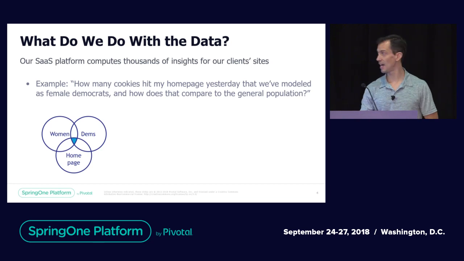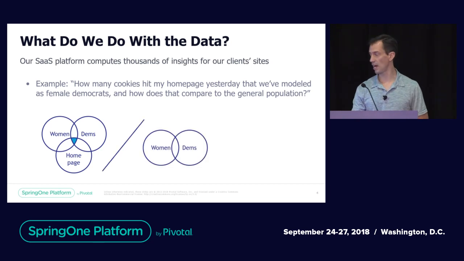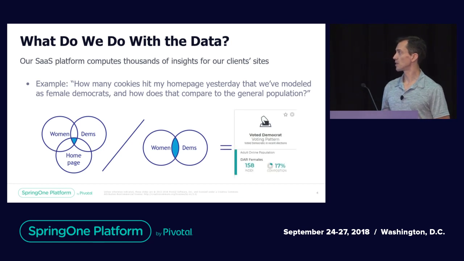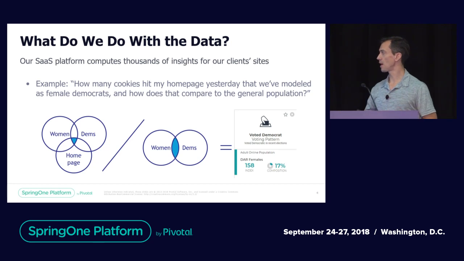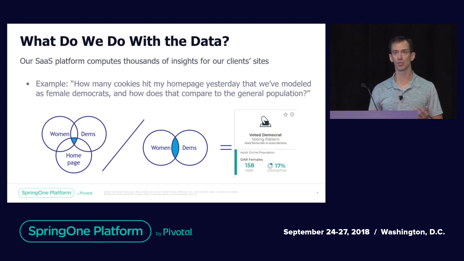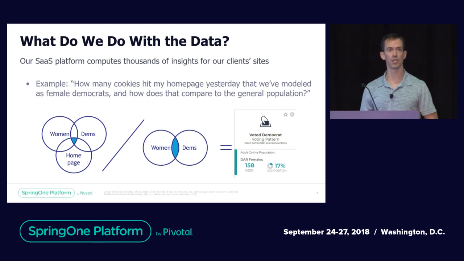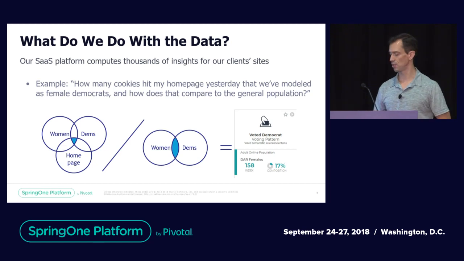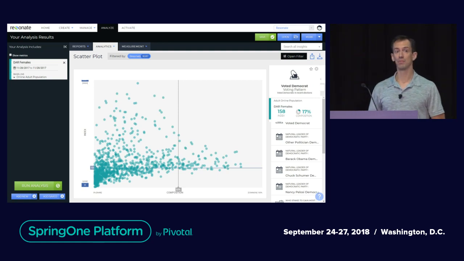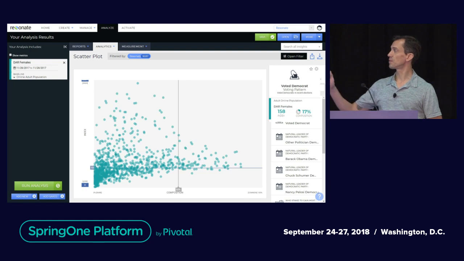So we're dividing that by the number of users that we've modeled as female Democrats, and that gives us an insight. So we could say something like, female Democrats are 158% as likely to visit your homepage as the general population and constitute 17% of the users of your site. And then our clients can use that to change their marketing messages or know who they're reaching. Are they reaching the people that they want to? Those sorts of things. Our reports have thousands of different attributes. So that was just one. We need to compute thousands of different data points like that.